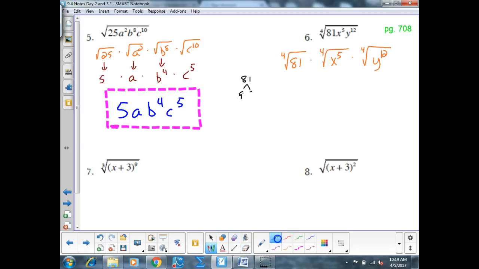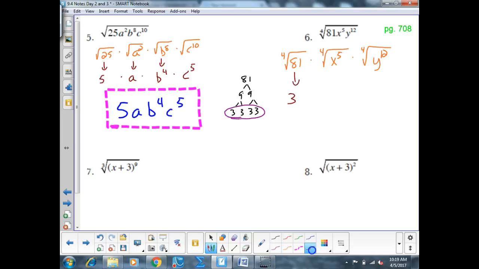This is 9 times 9, and 9 is 3 times 3, and 9 is 3 times 3. So since it's the fourth root, I've got to look for a grouping of 4, and I got 4 3s, so that one becomes 3.